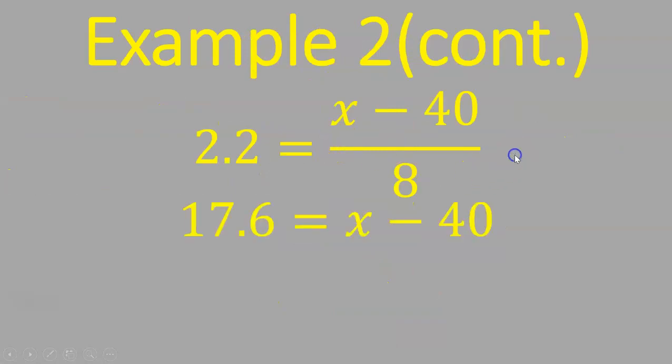We're going to multiply both sides by 8. 8 times 2.2 is 17.6. Then add 40 to both sides. So in this situation, a measure of 57.6 would have a z-score of 2.2 if the population mean was 40 and the population standard deviation was 8.